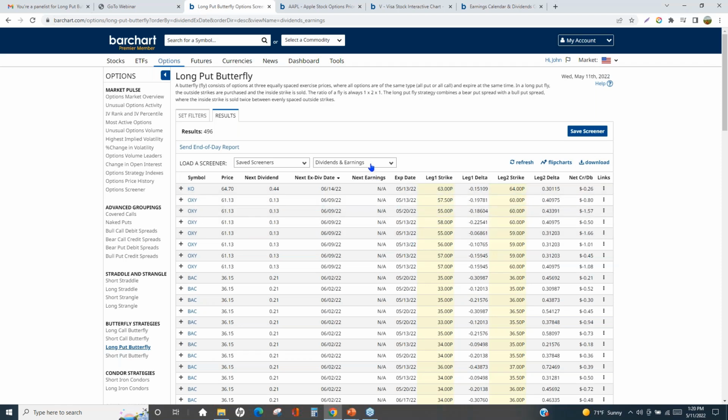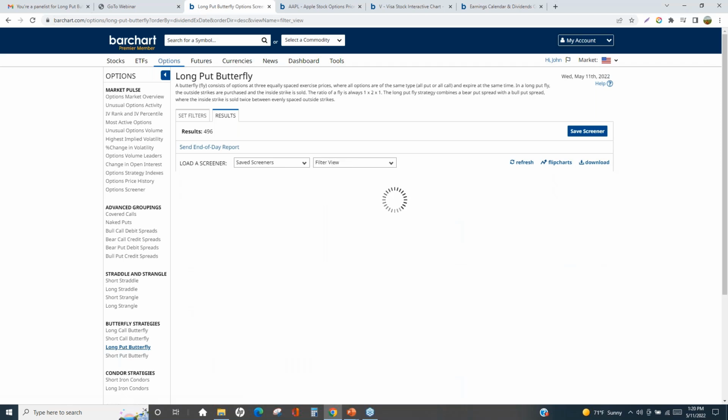Okay. Now, the other thing we have here is what is called the filter view. There is some pertinent information in here as well.